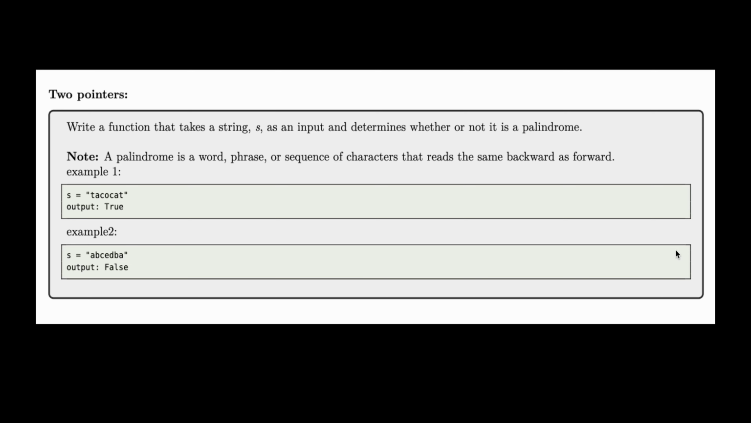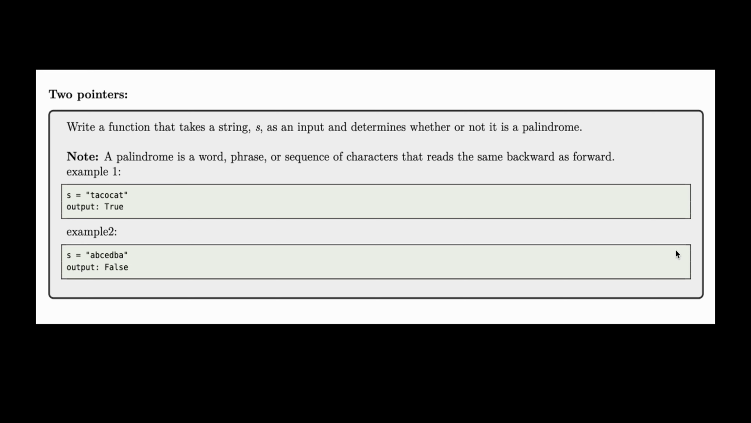But in the next example, we can see that if we read forward and backward, we reach characters C and D, and they are not the same as each other. So we should return false in this example. So how should we solve this problem? We have multiple methods to solve this. For example, we can reverse the string and then compare the string with its reverse.